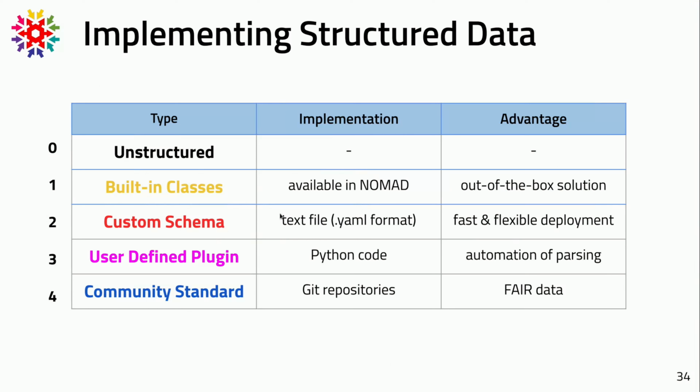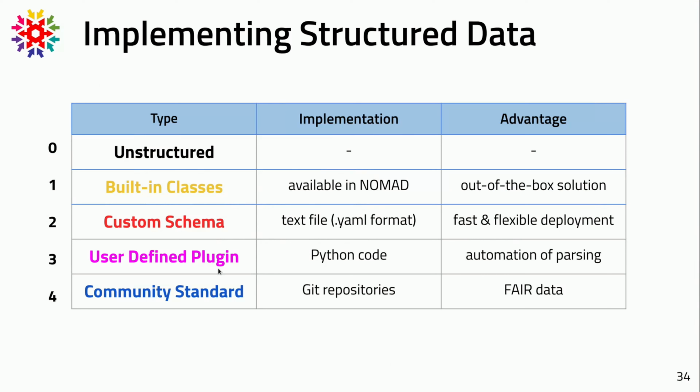One way is to write a YAML schema that inherits from the built-in classes and extends them depending on our needs. Or a more powerful way would be to write this schema in Python code, and we can also attach to this schema some post-processing or automated analysis, or parsing of metadata from some raw file that we may have available from an experiment.